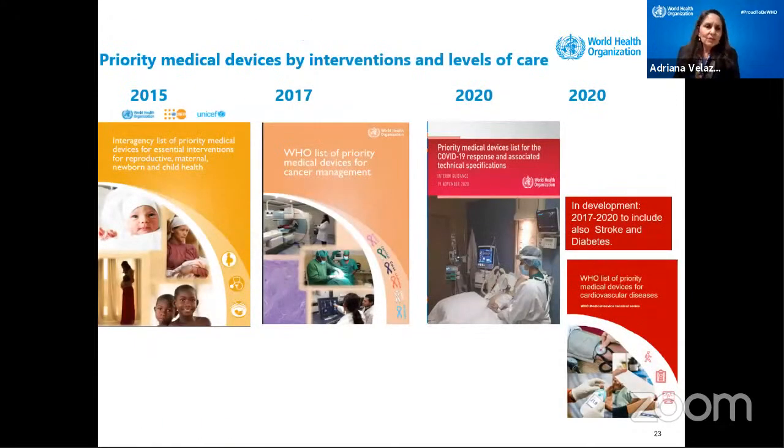And so, as I told you before, we were working in 2015 on reproductive health, then cancer care, and we were developing the cardiovascular, stroke and diabetes book when COVID arrived. When COVID arrived, we paused the cardiovascular, stroke and diabetes book, and concentrated on the priority medical device list for COVID. This book was developed in about 3 months with immense help from many, many organizations.